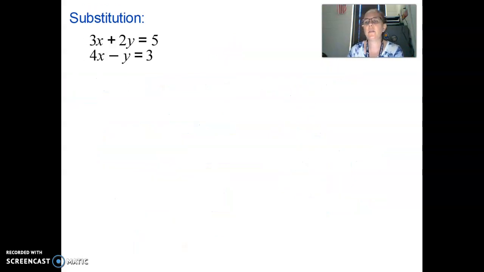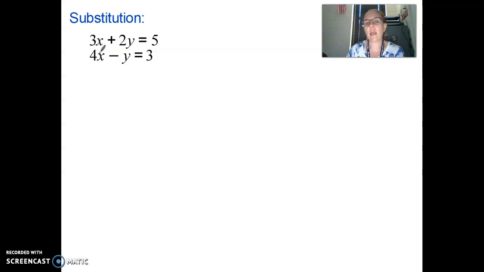All right, let's do this one. This one I might not want to choose to graph. They're not in the right form. These are both in standard form instead of in slope-intercept form. And so I want to try to get one variable by itself. Now, unlike what we did when we were graphing, I don't necessarily need to get y by itself. I could get y or x.